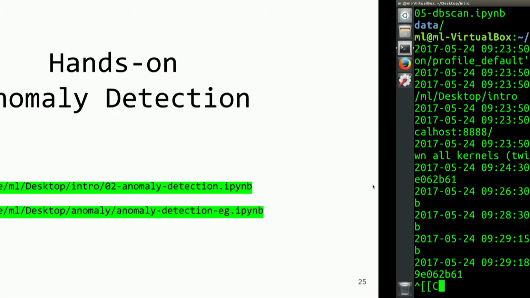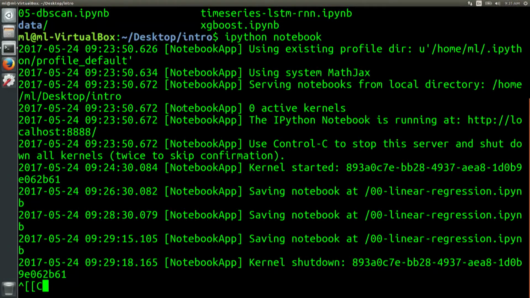So go to this path in your VM, desktop intro, and go to 02 anomaly detection, the IPython notebook, and we're ready. Let's go there.